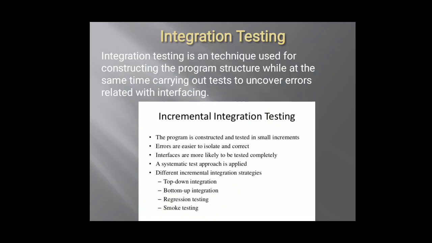So what were the different incremental integration testing strategies? The first one is top-down integration. Top-down integration means you will have a hierarchy, and that hierarchy will be checked. Rather than going from the start, first the main program will be tested and then the modules related to it will be tested. Tests are conducted as each component is integrated. Each and every module will be integrated and checked separately.